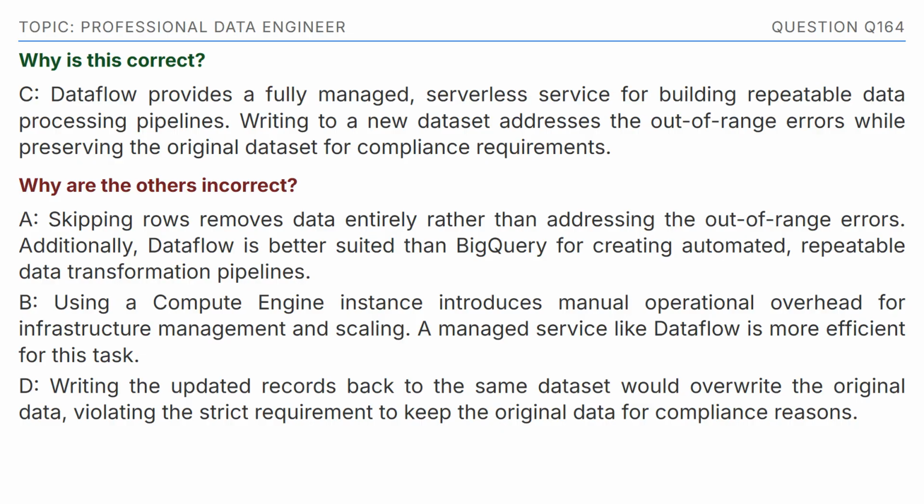Why are the others incorrect? A. Skipping rows removes data entirely rather than addressing the out-of-range errors. Additionally, Dataflow is better suited than BigQuery for creating automated, repeatable data transformation pipelines. B. Using a Compute Engine instance introduces manual operational overhead for infrastructure management and scaling. A managed service like Dataflow is more efficient for this task. D. Writing the updated records back to the same dataset would overwrite the original data, violating the strict requirement to keep the original data for compliance reasons.